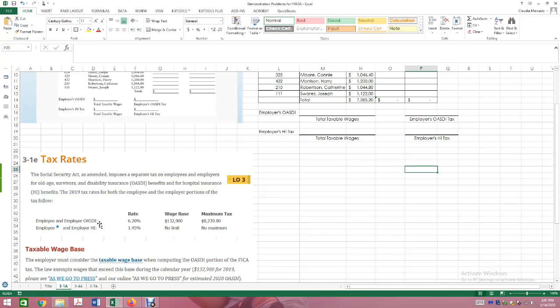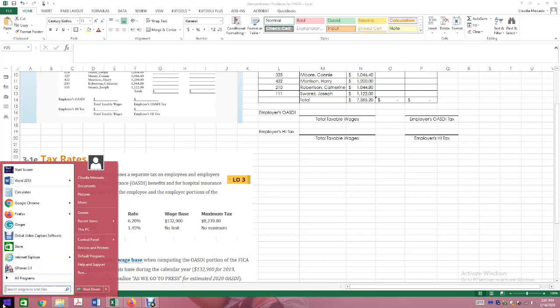So for the employee and the employer OASDI, the rate is 6.20%. We only pay taxes on the first $132,900 of wages. Once you reach that amount of wages that you've earned, the rest is not taxable. So you only pay on the first $132,900, which equates to a maximum tax of $8,239.80.